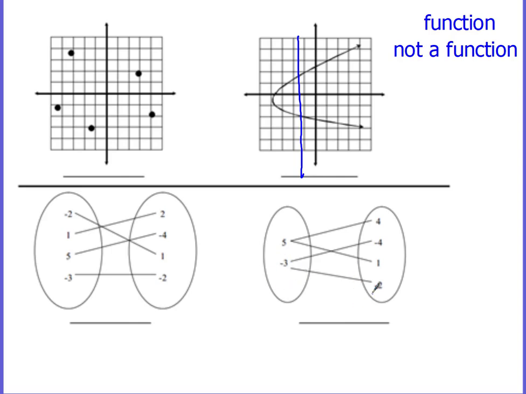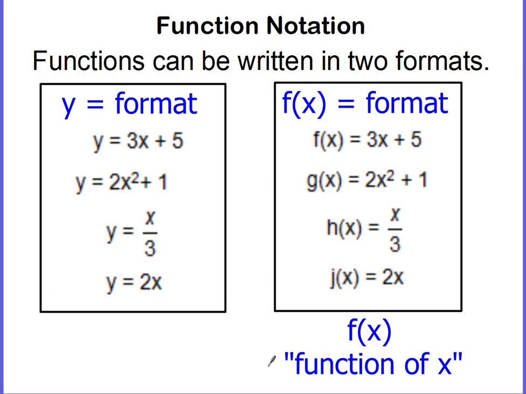So those are the ways that we determined whether or not a graph, a t-chart, a mapping, or a list of coordinates is a function. So today what I want to look at is how do I evaluate functions, or what is function notation? If you look at this slide right here, you'll notice that there are 2 ways of writing things. It says functions can be written in 2 formats. They can be written as y equals, which is what we're very commonly used to, because we're used to y is equal to mx plus b.